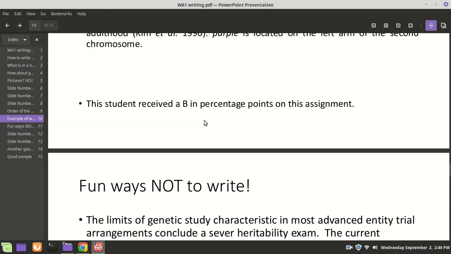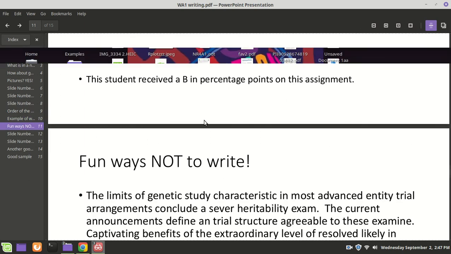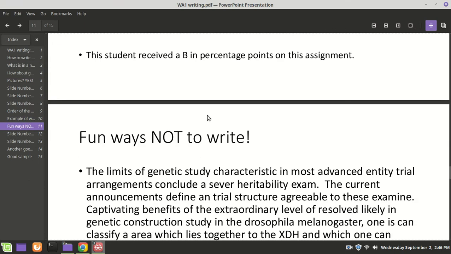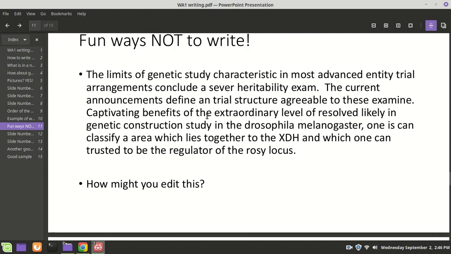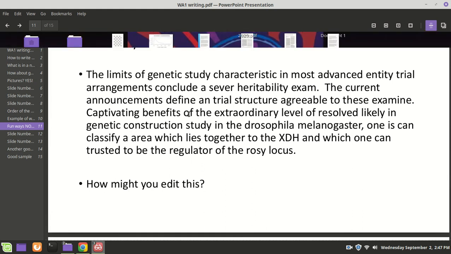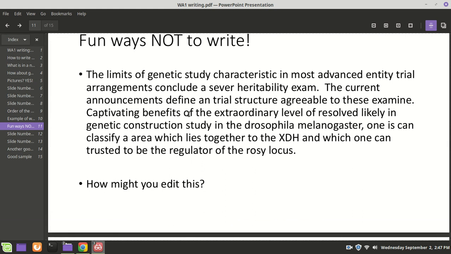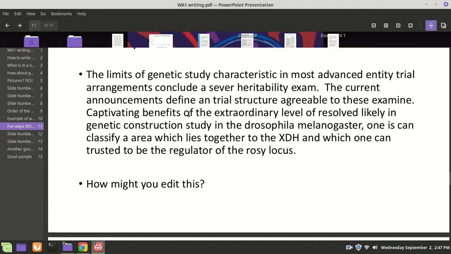They said the student received a B, and then the one I gave you, they received an A. So you probably want to look at mine. Fun ways not to write. Don't limit. This is not the correct way. If you read this, this is too flowery, too not scientific enough, not precise.